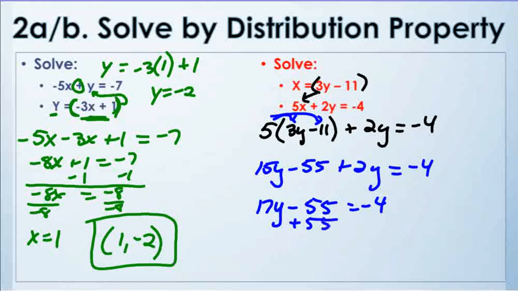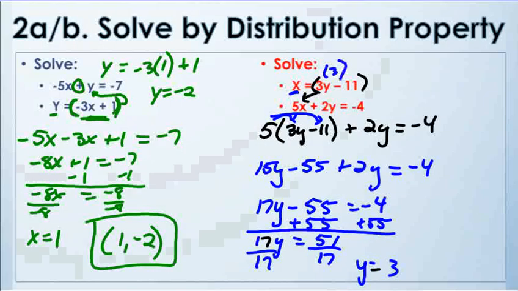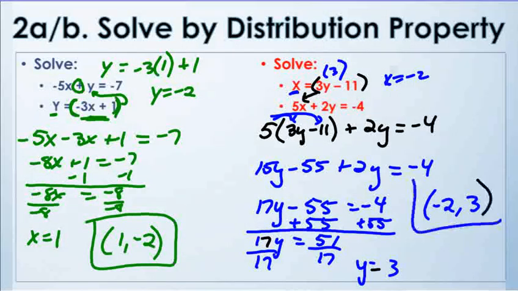Add 55 to both sides. I have 17y equals 51. You can divide by 17 on both sides. I would get y equals 3. And then I'm going to substitute that in, and since I have x by itself right here, and I want to find x, I'm going to substitute 3 here. 3 times 3 is 9, minus 11, x equals negative 2. So my answer as an ordered pair would be negative 2, positive 3.